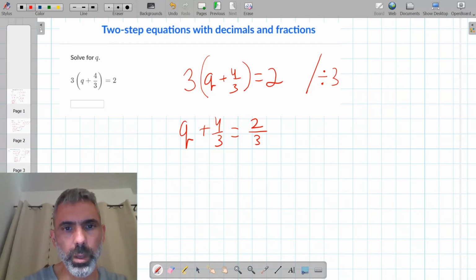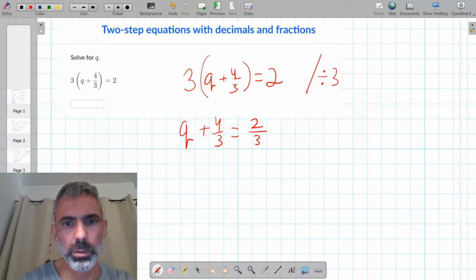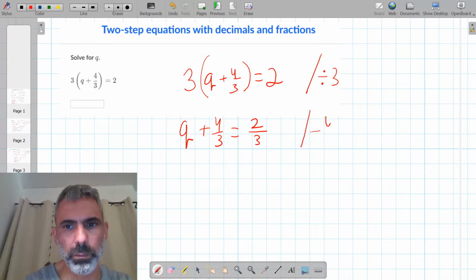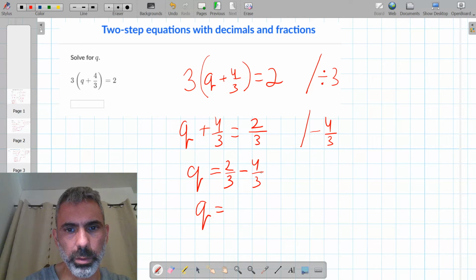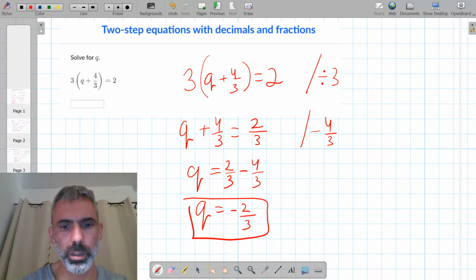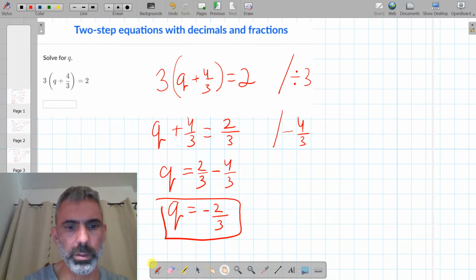Now I want to isolate the q, so I get rid of the 4 thirds on the left hand side, so I subtract 4 thirds from both sides of the equation. So q equals 2 thirds minus 4 thirds. So q equals minus 2 thirds. Now let's plug in this result in the original equation to see if it's true.